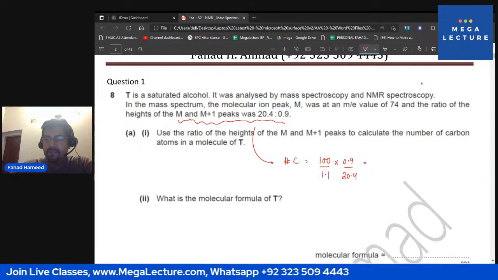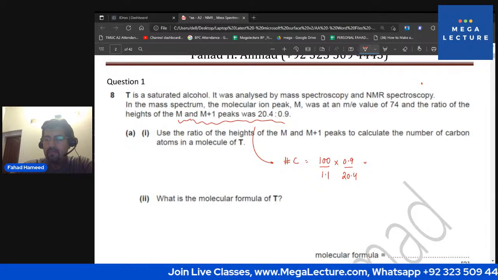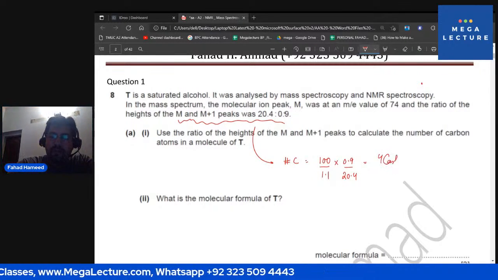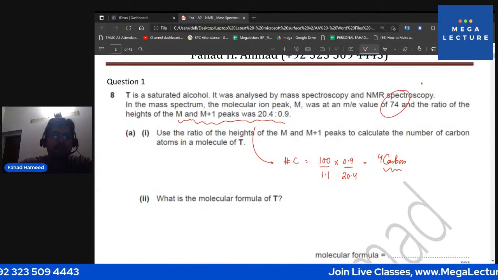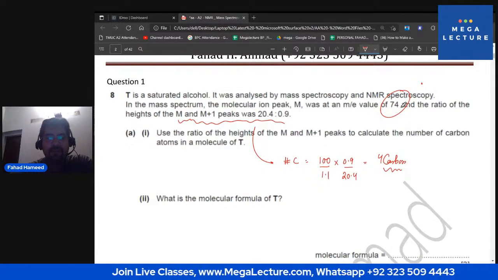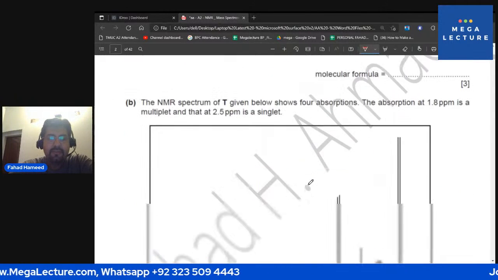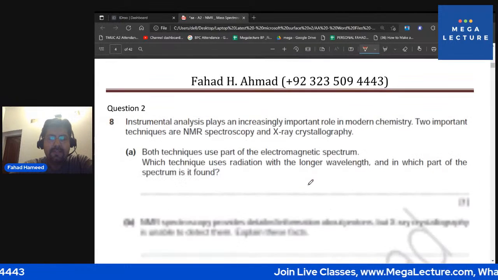That's going to be 100 divided by 1.1, into 0.9, then divided by 20.4. So that's 4 carbon atoms. That's it. The value of M is the MR. Remember, the molecular mass is the MR of the lightest version of the molecule, with the lightest isotopes. As for the NMR spectrum, that's not in your course, so forget that. Your questions would be very basic.